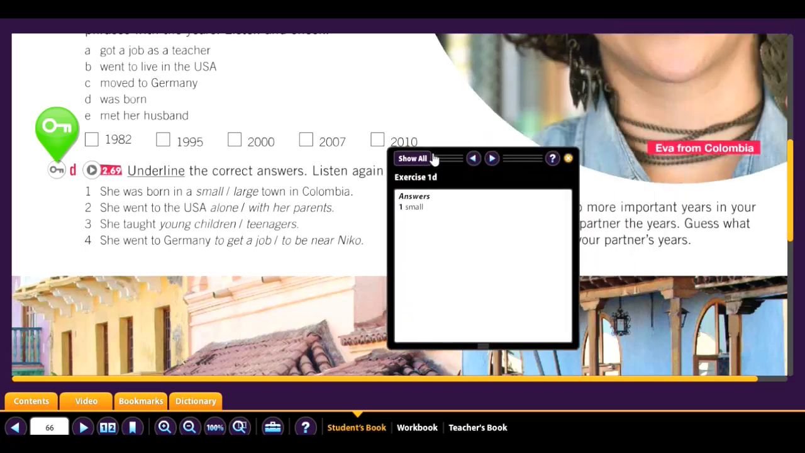Okay, she was born in a small town in Colombia. She went to USA with her parents. She taught young children. And she went to Germany to be near Nico.